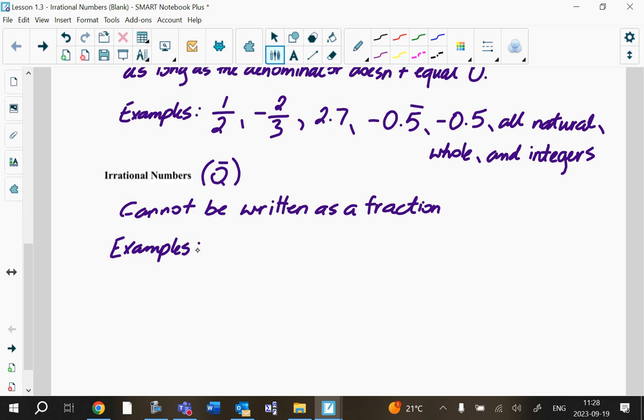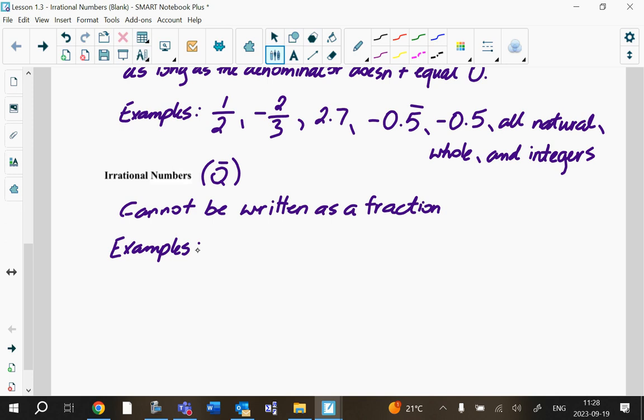You can write 0 as 0 over 1. So 0 is a rational number. Jamie? That number doesn't even exist. Good thinking, but that number doesn't even exist.